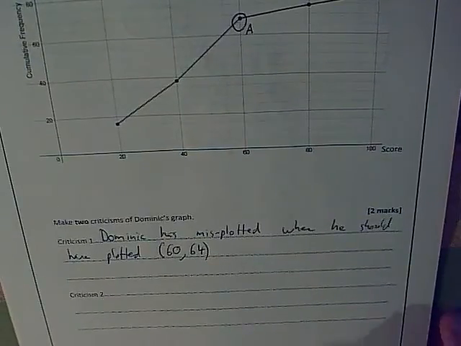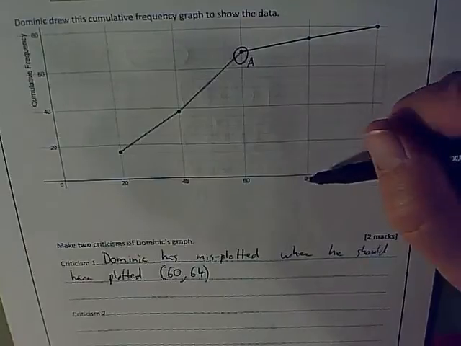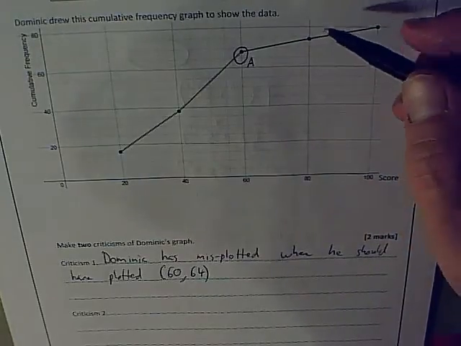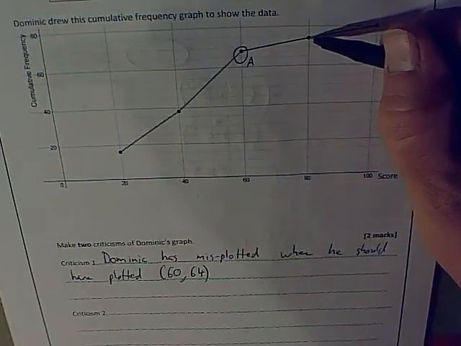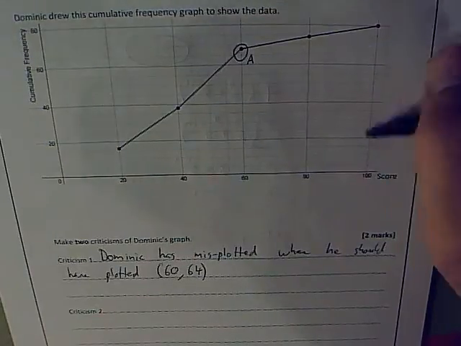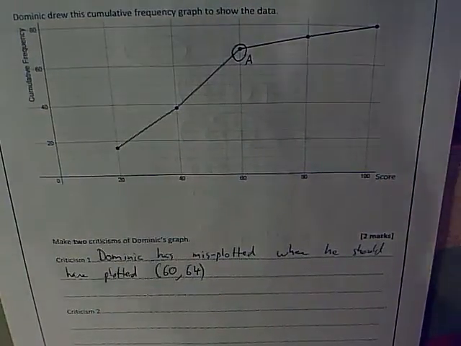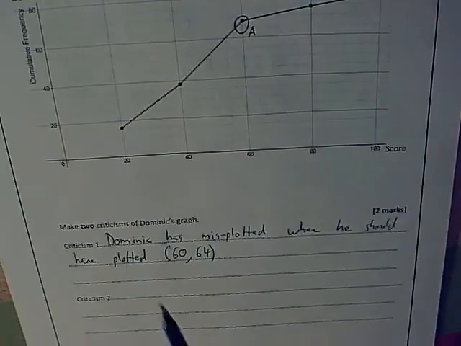The second criticism that I can see, let's have a look. Just check the other plottings. Where it's 80, 70, just below 75. I'm happy with that. It's 74 and 80. So that's fine. The other thing is that the graph does not represent the people scoring between 0 and 20.